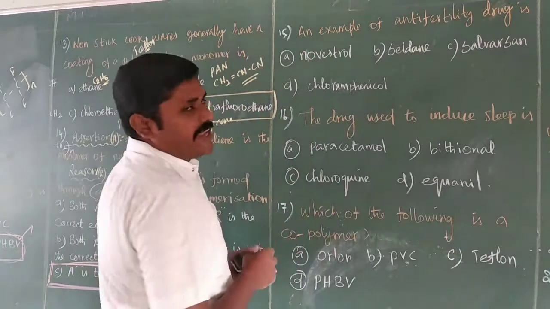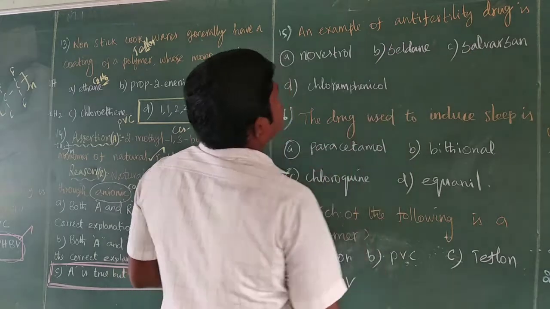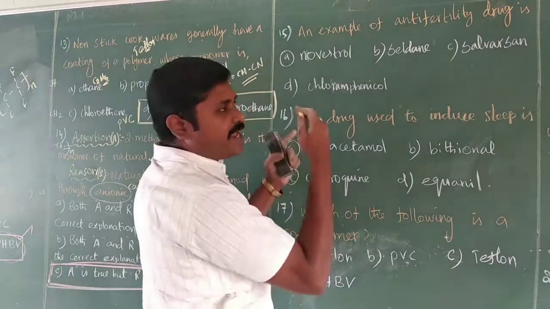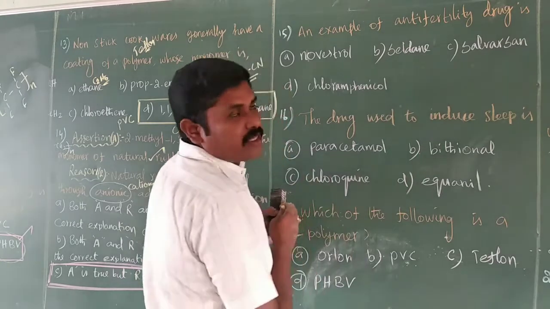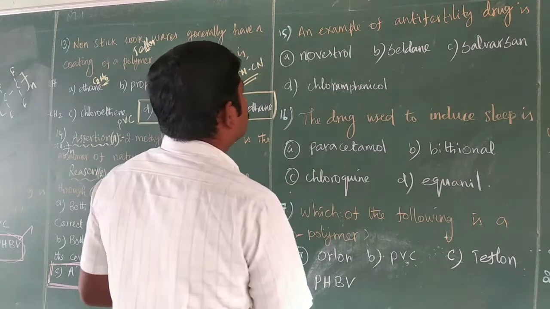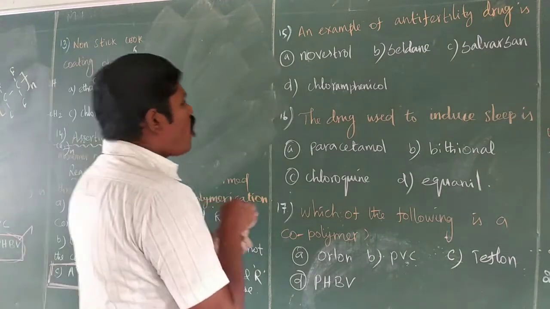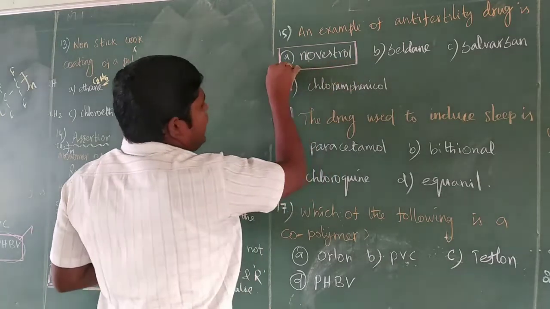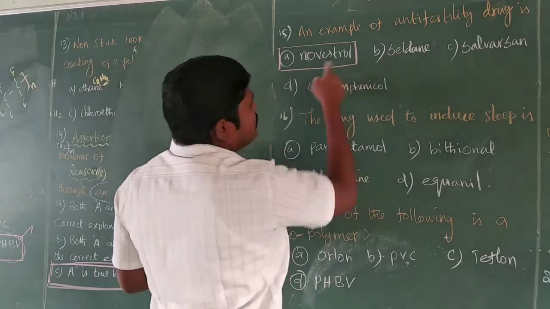Okay, students, the 15th. An example of an anti-fertility drug is, கருத்தடை மருந்து. Novostrol, option A. Std-XII, option B. Salvation, option C. Chloroambinicol. Right? So Novostrol is an anti-fertility drug. Option A is the correct answer. An example of an anti-fertility drug is Novostrol.